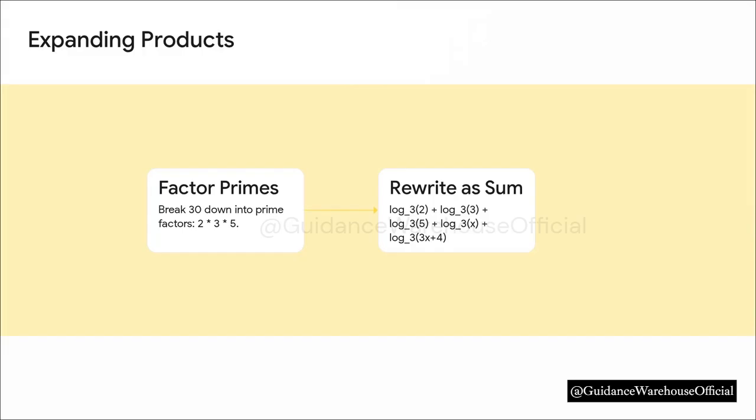Let's make this super clear with an example. Say we need to expand log base 3 of the quantity 30 times x times (3x plus 4). Step 1. Let's break down that 30 into prime factors, which gives us 2 times 3 times 5. Step 2. Apply our rule. Every single factor being multiplied inside those parentheses gets its own logarithm separated by a plus sign. So we get log base 3 of 2 plus log base 3 of 3 plus log base 3 of 5 plus log base 3 of x plus log base 3 of (3x plus 4). Boom! You just transformed a messy multiplication problem into a neat row of addition.